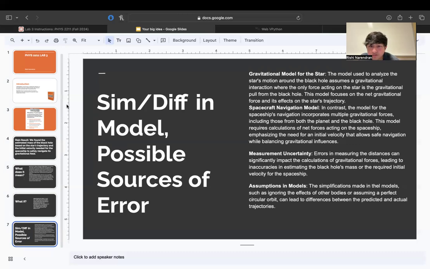I also want to talk about some measurement uncertainties. Errors in measuring the distances can significantly impact the calculation of the gravitational forces. So if we made some mistakes there, it could have led to some inaccuracies in the black hole's mass or the required initial velocity. There are also some assumptions in the model. The simplifications made in the models, such as ignoring the effects of other potential bodies or assuming a perfectly circular orbit, could lead to some differences between the predicted and actual trajectories.